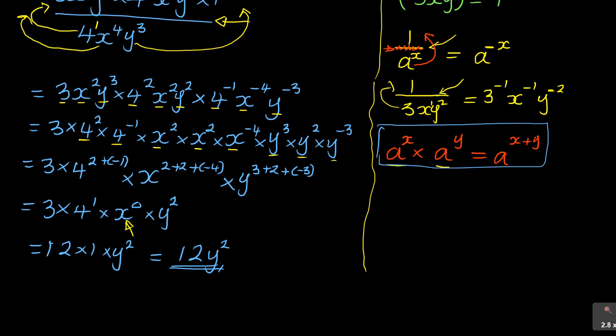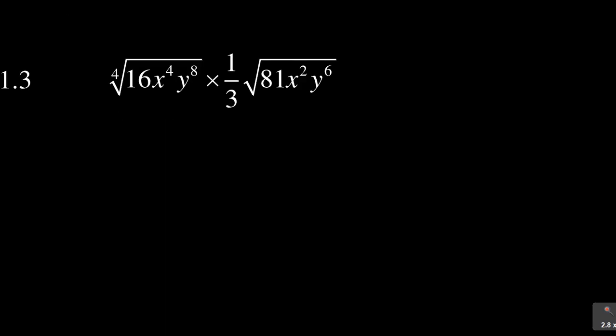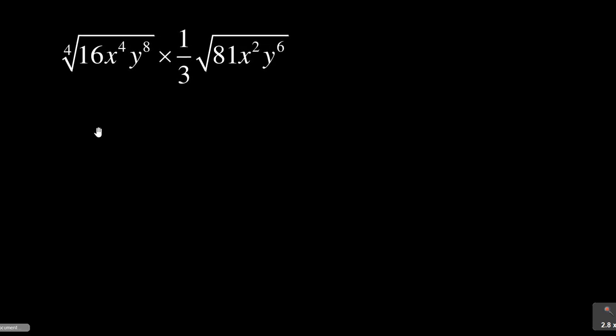So this is how you were supposed to simplify that question, mainly using the laws of exponents. Now let us move on to the next question. It says simplify the following using exponents without using a calculator. It is still question 1.1 of 3, and this question is 3 marks. And if I can also increase my screen there. Now let us look at this question. This is what I am given here, and now you need to simplify without using a calculator.